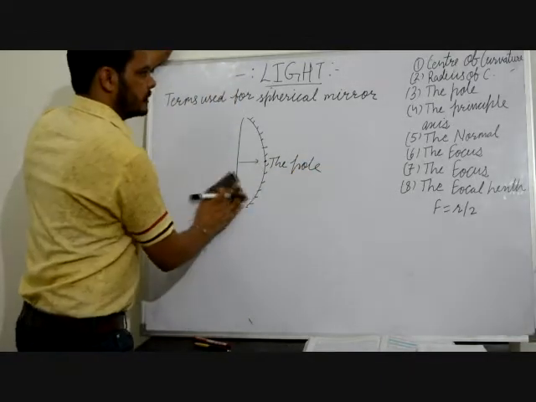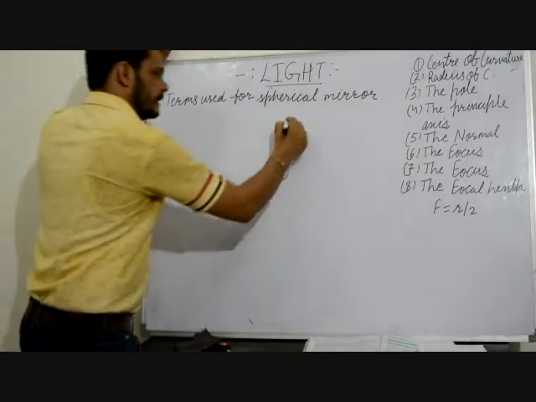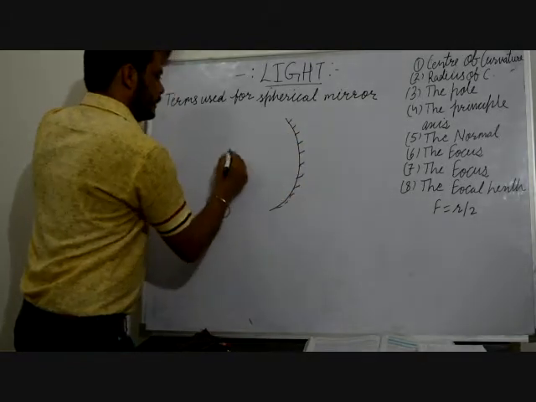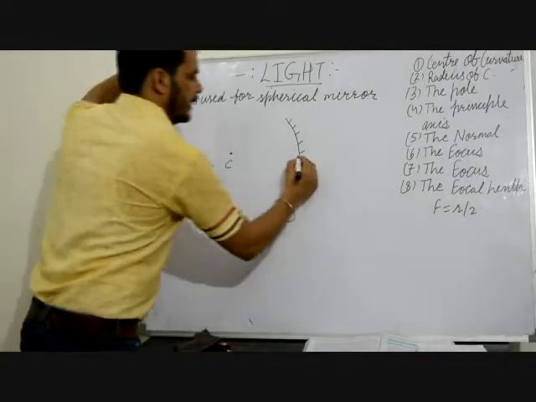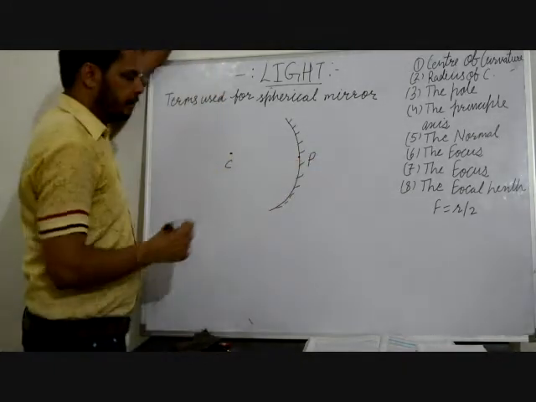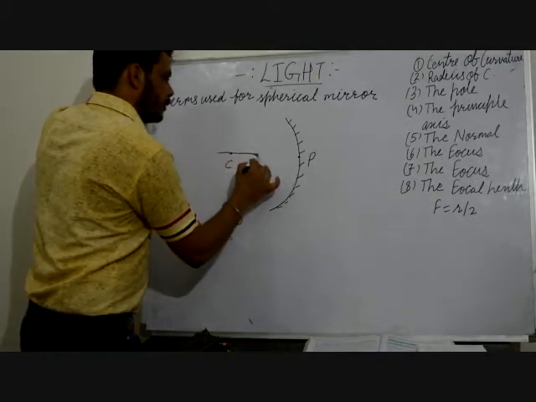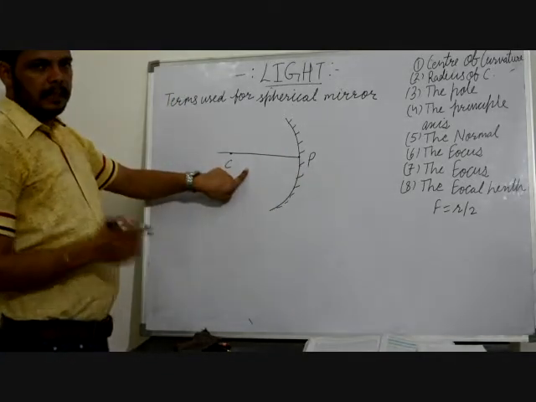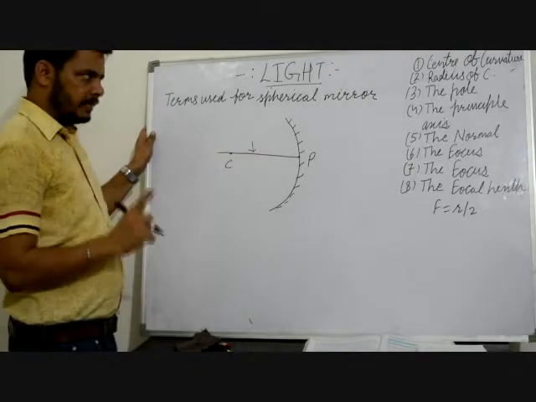Now the next one is the principal axis. So now we have understood three things. We have a mirror, and there is the center of curvature, which we represent with C, and there is a pole, which we represent with P. The line which comes from the center of curvature and joins the pole is known as the principal axis. So this line here is the principal axis.